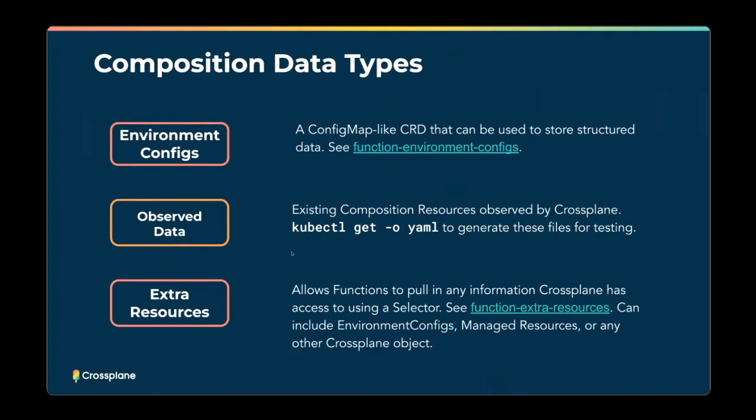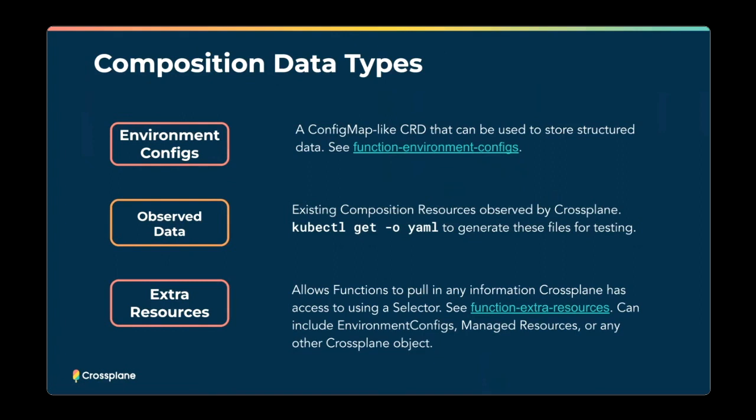The next thing is observed data, right? So when you run a function, Crossplane sends to the function the set of all observed data. That observed data includes the XR that the user asked for, and then if any resources exist, that array of resources is going to come in with all their statuses, right?